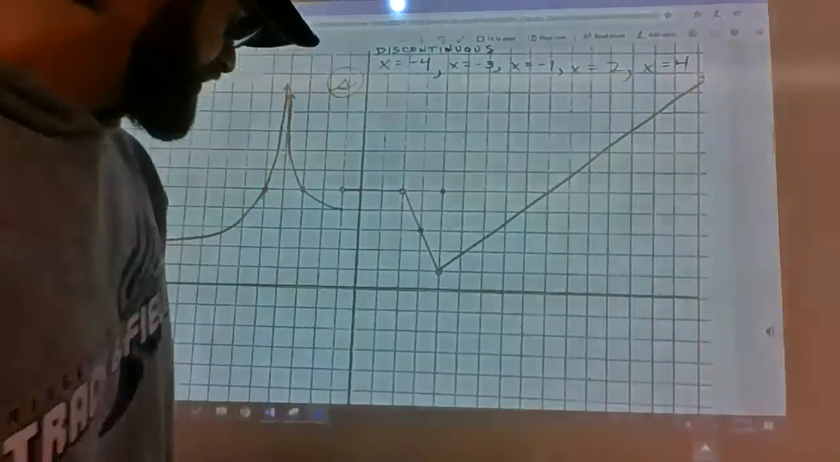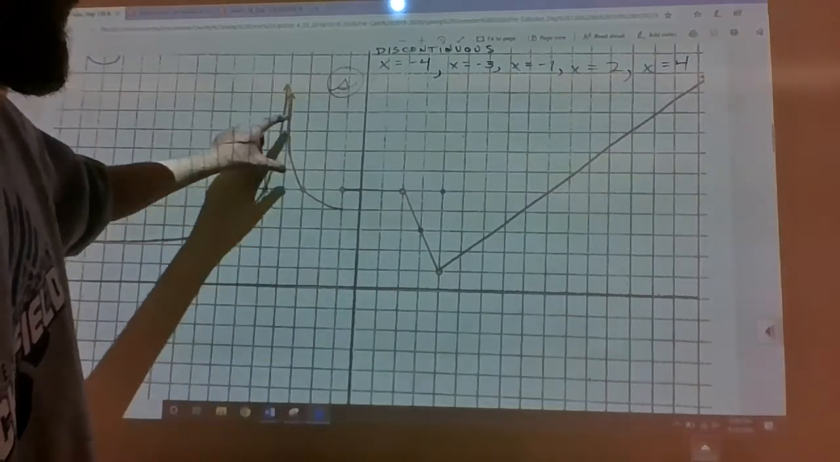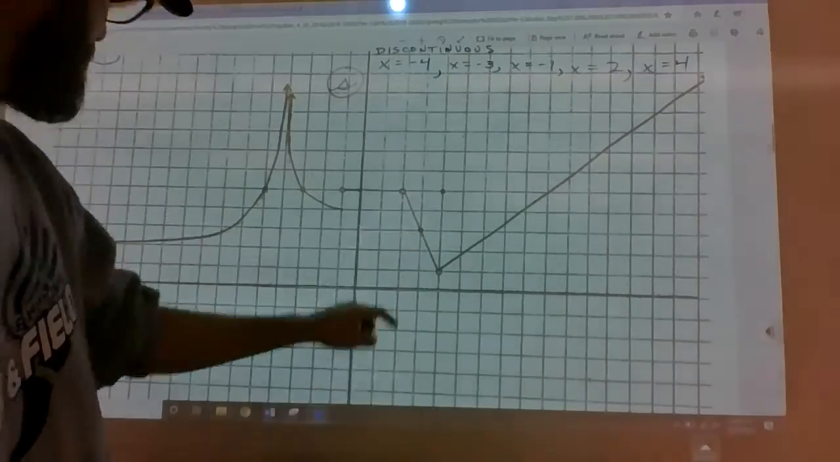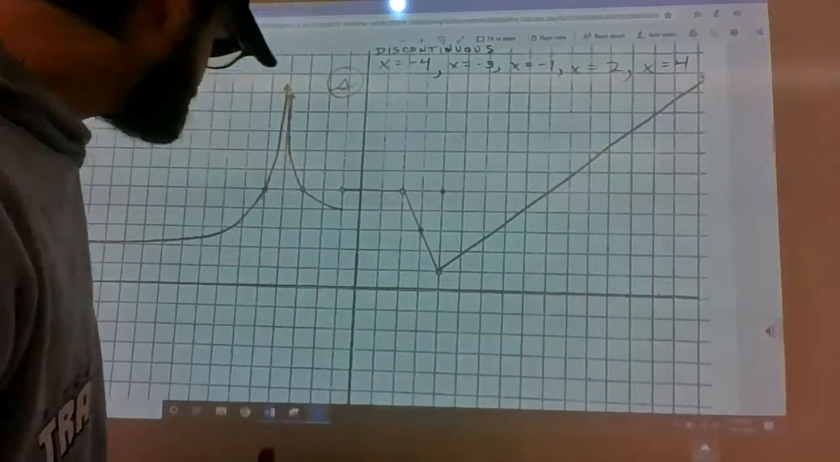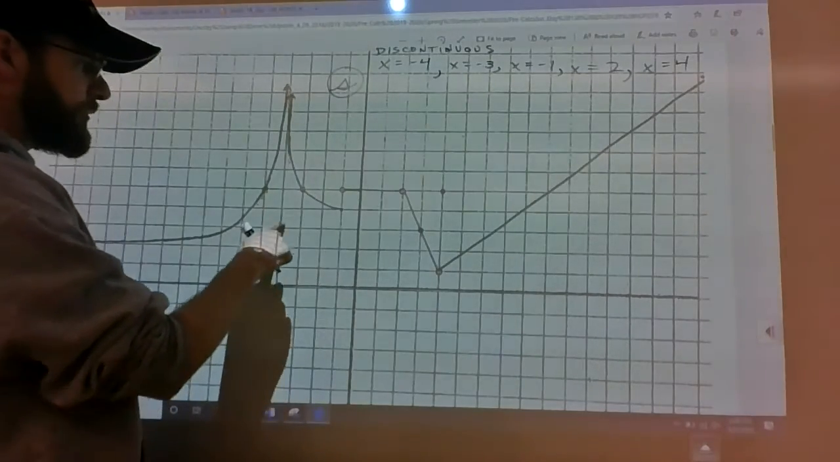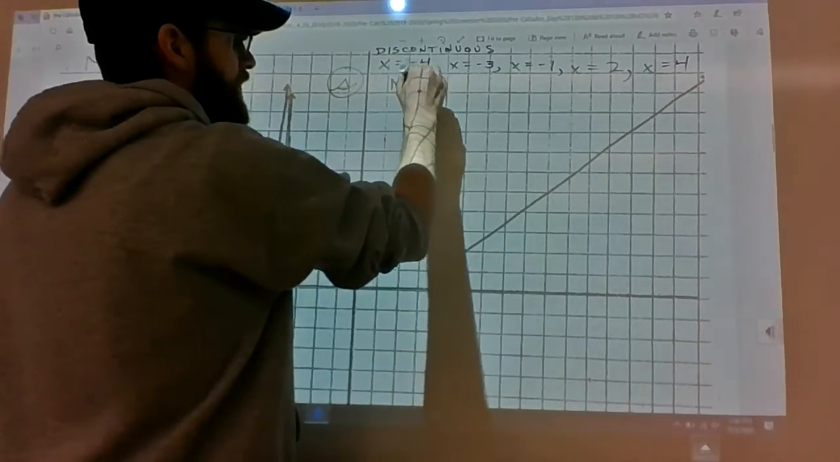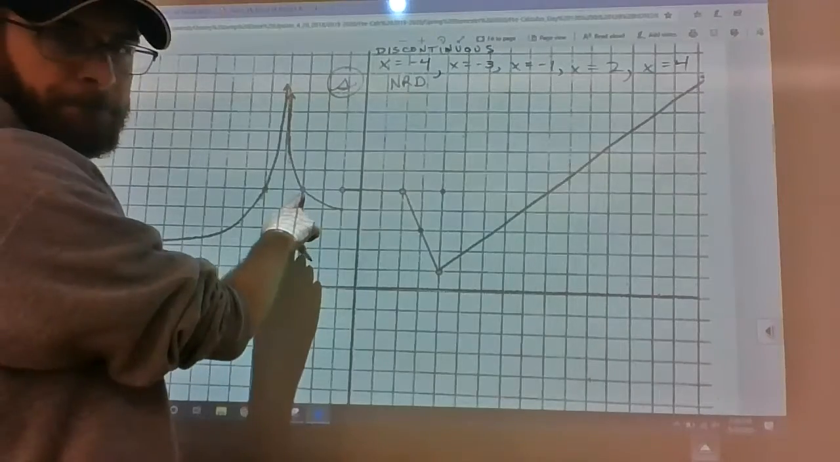All right, let's double check. 1, 2, 3, 4, 5. Emboldened dot, but not a big deal. It's the same as that. So 1, 2, 3, 4, 5. We got them all. Okay, so let's check removability. Would you say negative 4 is non-removable or removable? Asymptotes are non-removable.